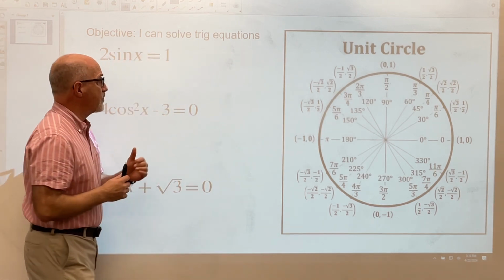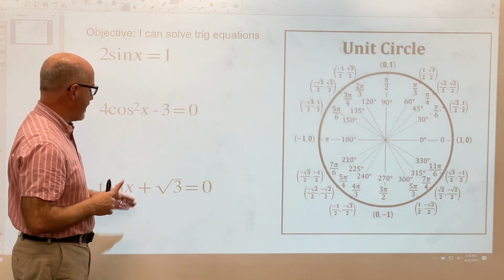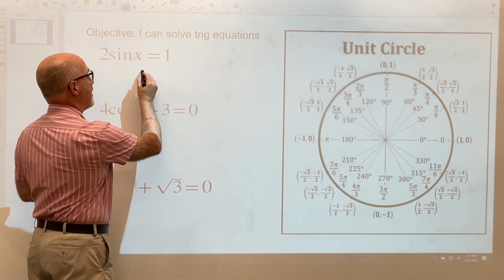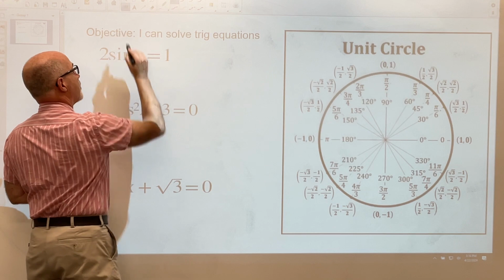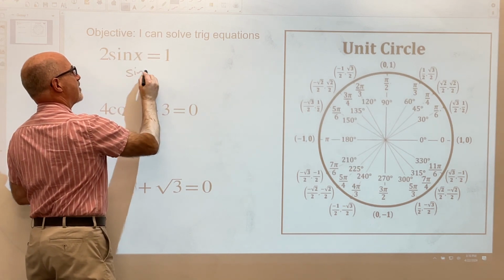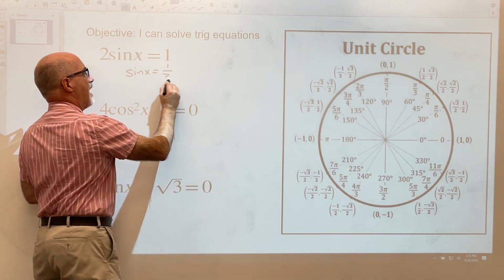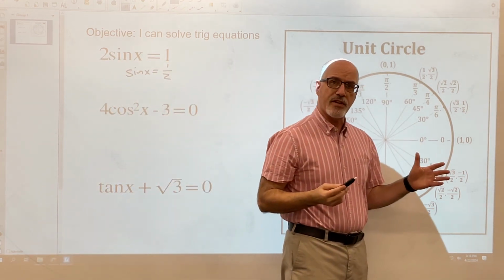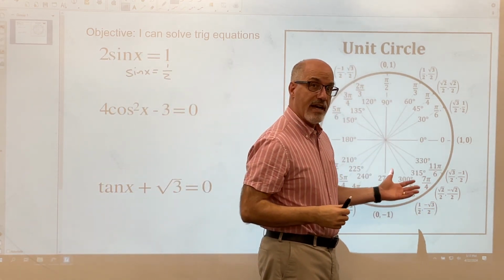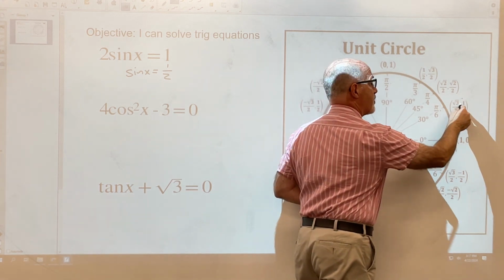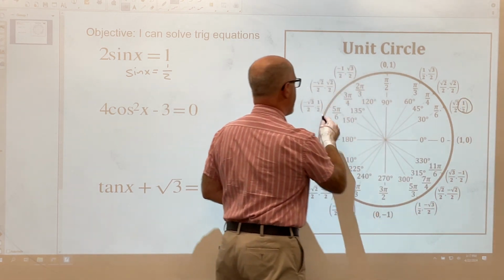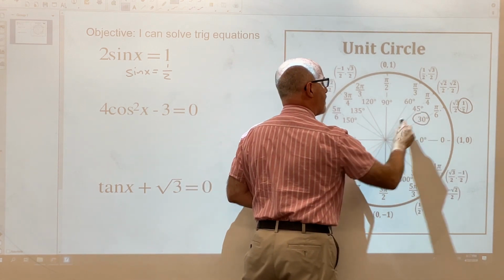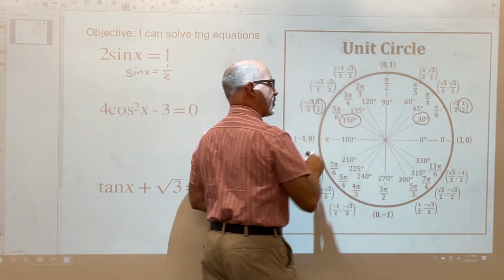So let's look at this first one. We've got sine, a cosine, and a tangent. So for the sine function, I'm going to go ahead and divide both sides by 2. So when I do that, I get sine of x is equal to 1/2. I go over to my chart here and I look for 1/2 for the sine function, which is the y value of these ordered pairs. So there's a 1/2 and here's a 1/2. So I get both an answer of 30 degrees and 150 degrees for that.